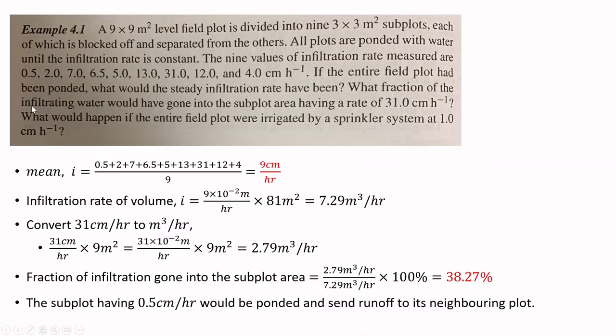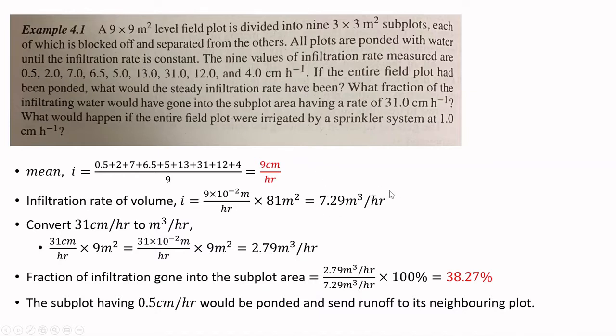What fraction of infiltration water would have gone into the subplot area having a rate of 31 centimeters per hour? This one, 31 centimeters per hour, is the rate of infiltration for that particular plot. So how many percent of the entire field does this plot represent compared to the other 8 plots? So let's say we take the centimeter per hour, we convert it into meters, and then we multiply with the area. So we get the amount of water that infiltrates into the soil.